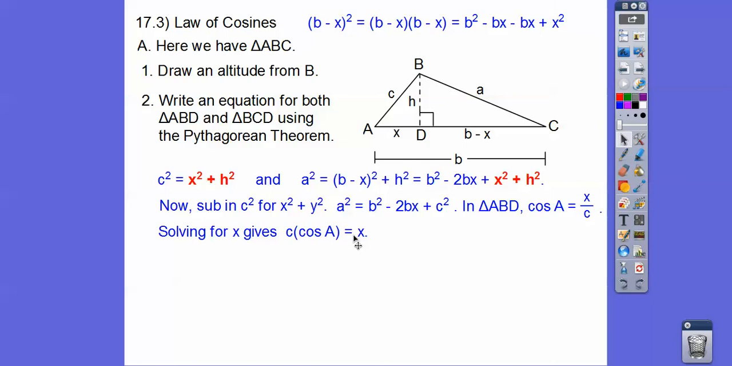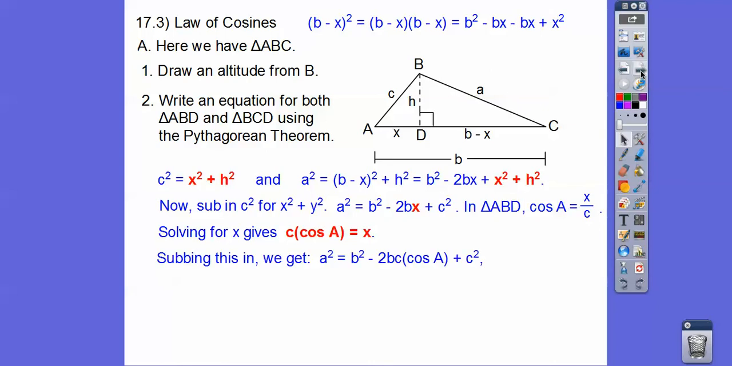Now look, here's x right here. We're going to substitute this in. This is helping us develop the law of cosines rule. So subbing that in, we get that, and then if we clean it up, we get b squared plus c squared minus 2bc cosine of A.